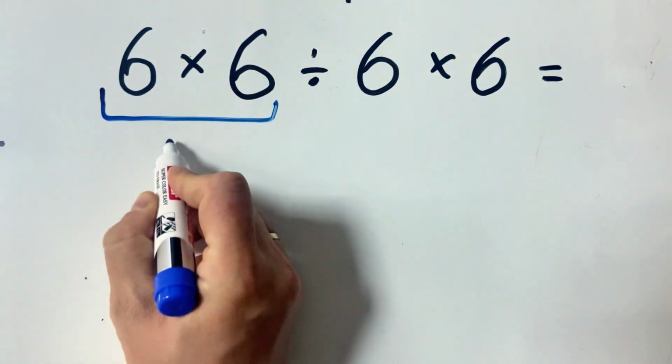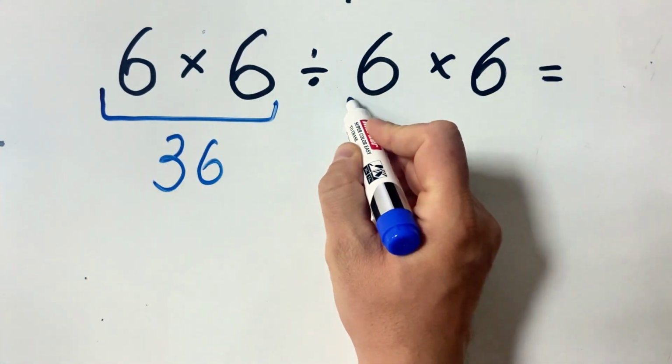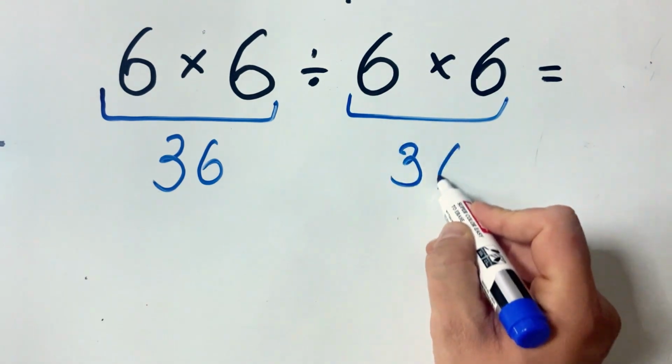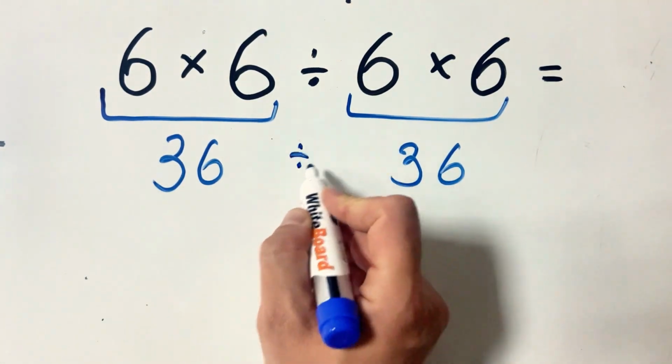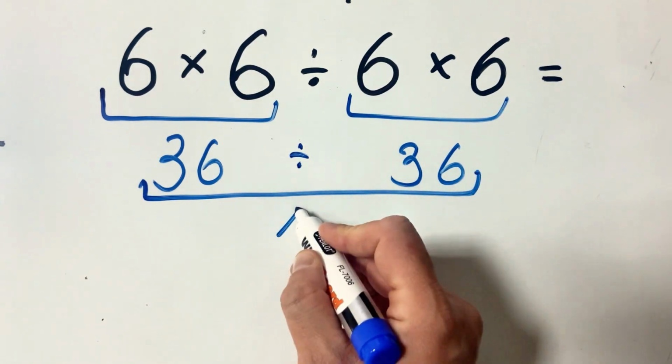6 multiplied by 6 equals 36. 36 divided by 36 equals 1.